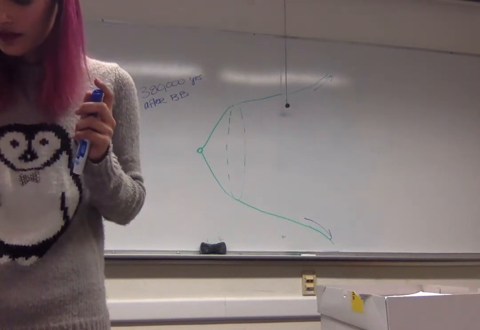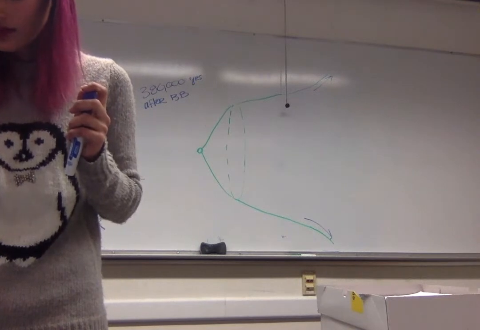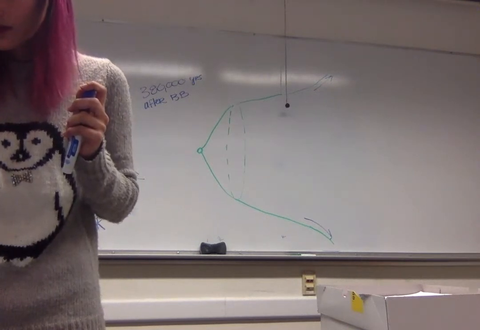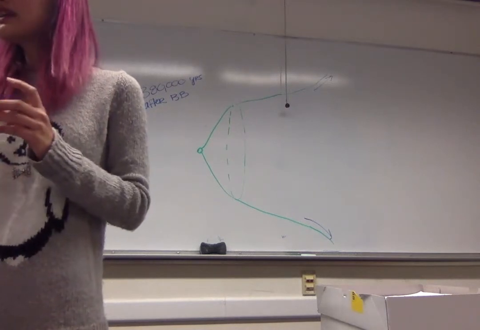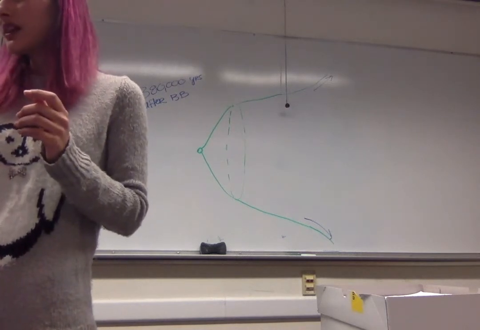We can see how fast things are moving away from us. So we look at supernovas in really distant galaxies. Supernovas are the brightest things. Yeah, they're really bright in distant galaxies.